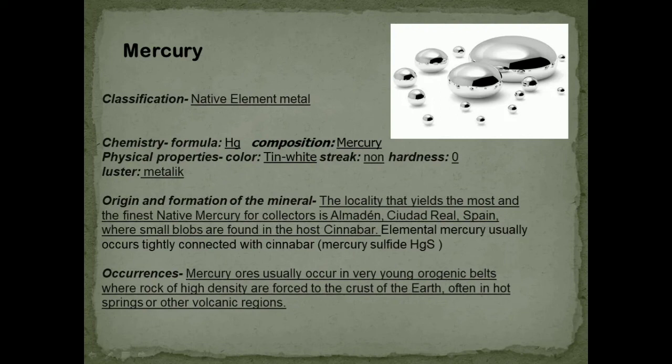Mercury ores usually occur in very young orogenic belts where rocks of high density are forced into the crust of the earth, often in hot springs or other volcanic regions.